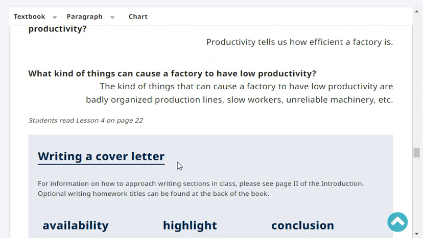What kind of things can cause a factory to have low productivity? The kind of things that can cause a factory to have low productivity are badly organized production lines, slow workers, unreliable machinery, etc.